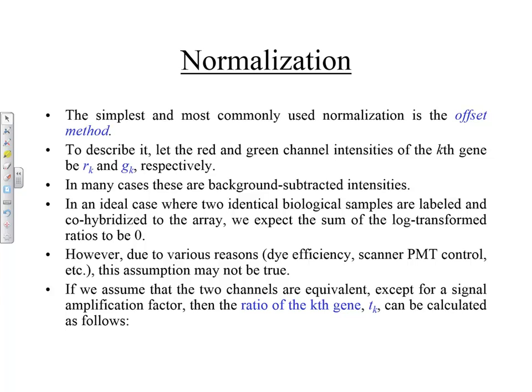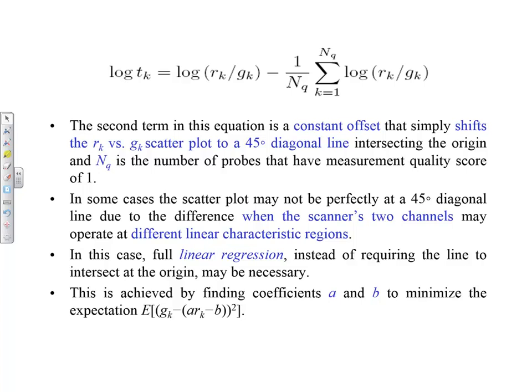If we assume that the two channels are equivalent, except for a signal amplification factor, then the ratio of the kth gene, t sub k, can be calculated as follows. You'll take this equation. The log of the ratio for the kth gene is basically the log of the intensity of the red divided by the intensity of the green. But then you do a correction, because even at those spots where the ratio was supposed to be 1 and the logs were supposed to sum up to 0, they didn't. So you go ahead and do that correction.